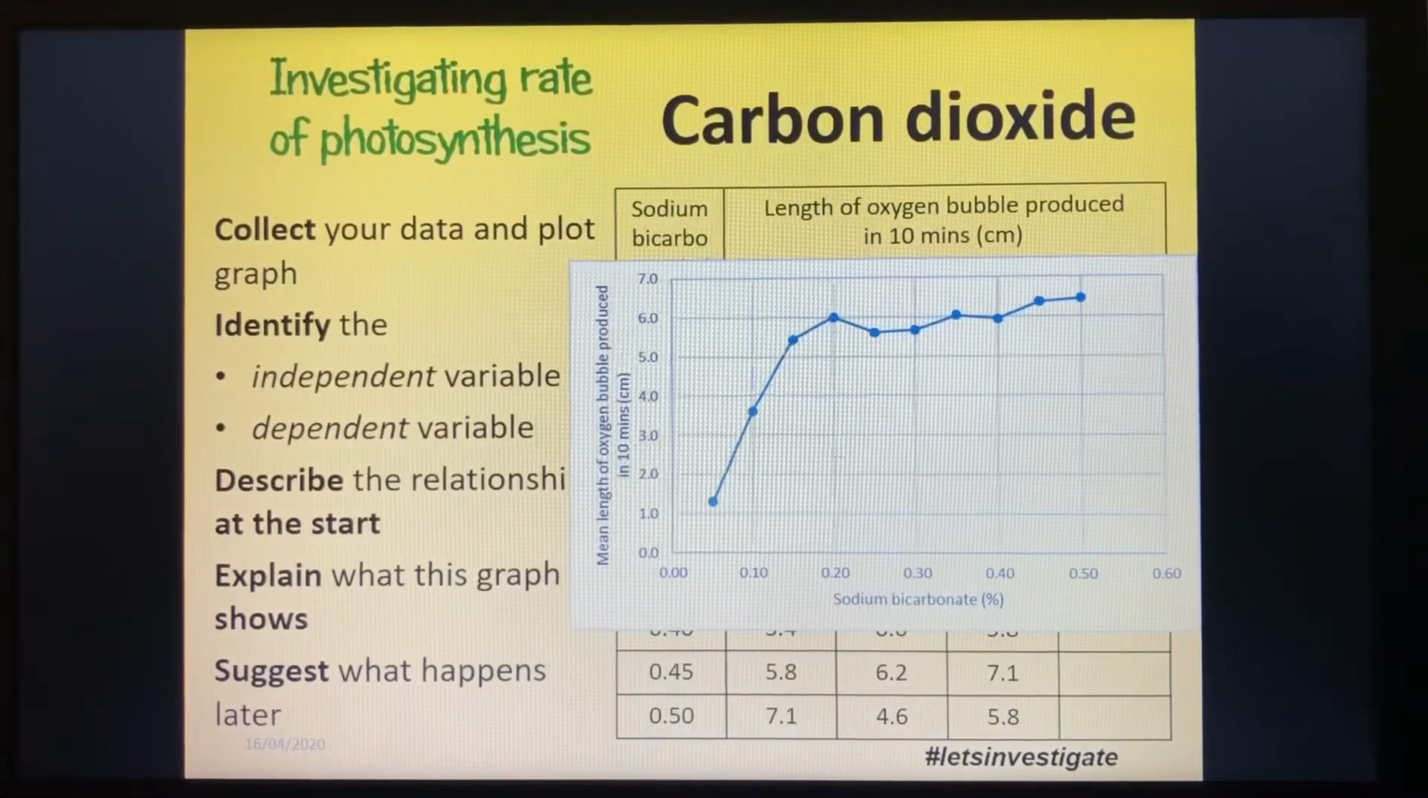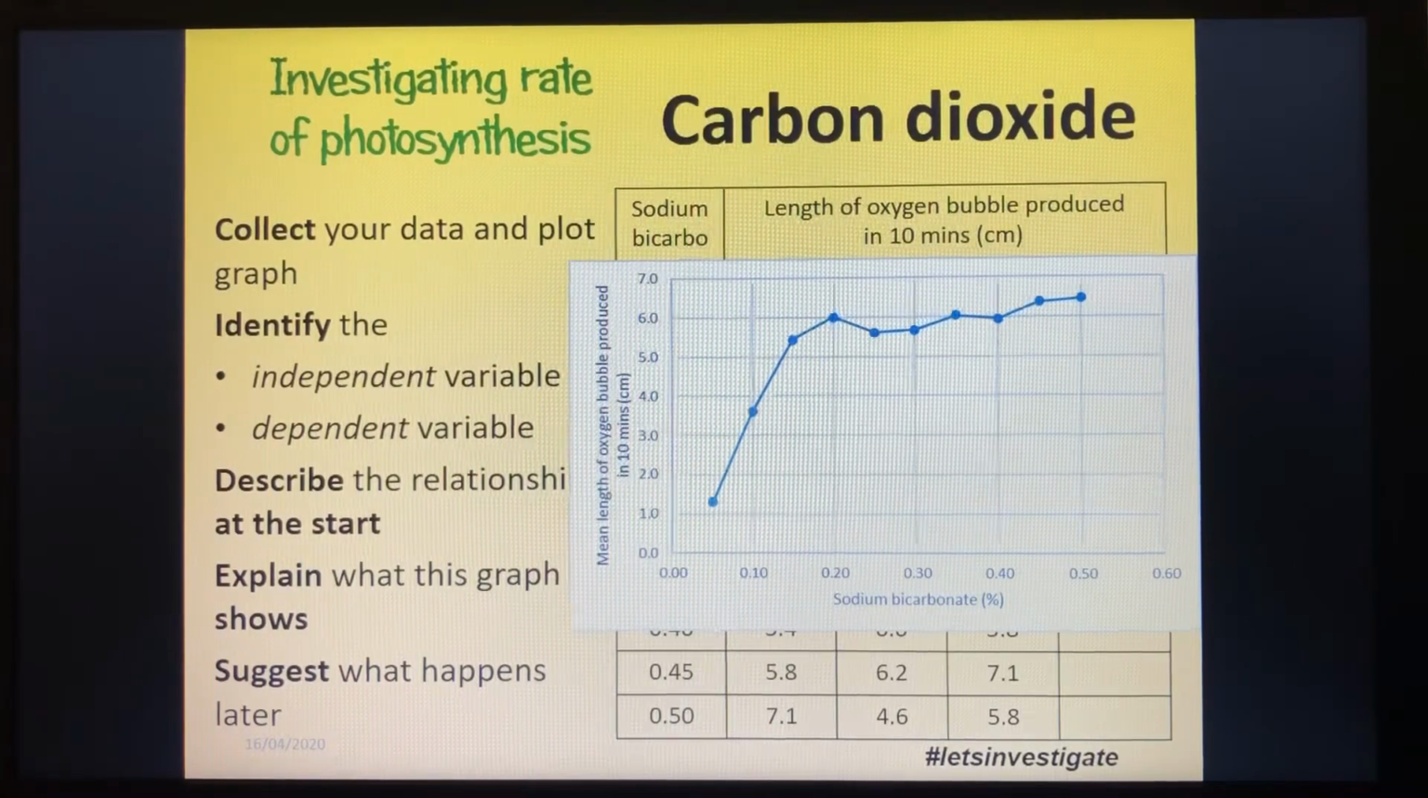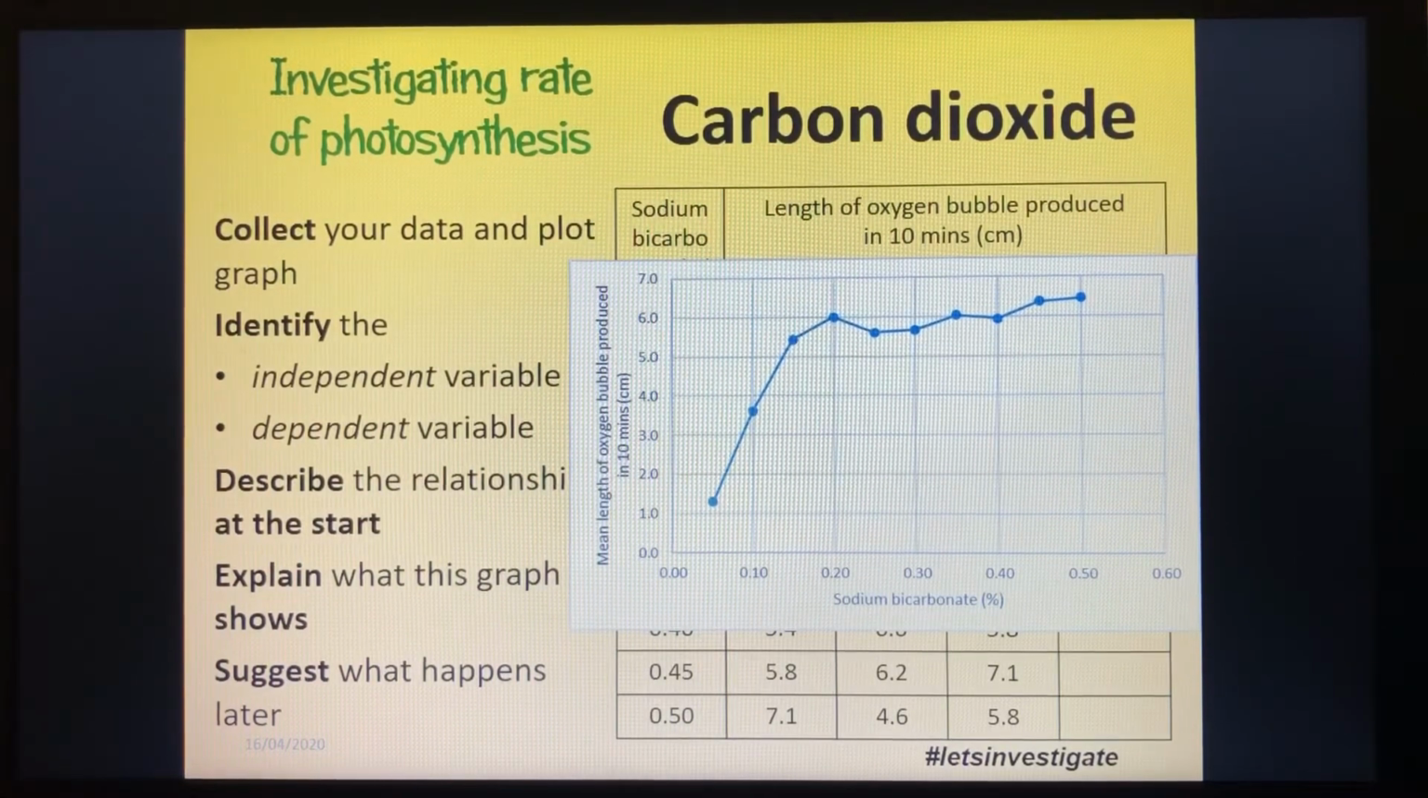We've now looked at two different limiting factors on the rate of photosynthesis, and next time we are going to look at the effect of temperature on photosynthesis.